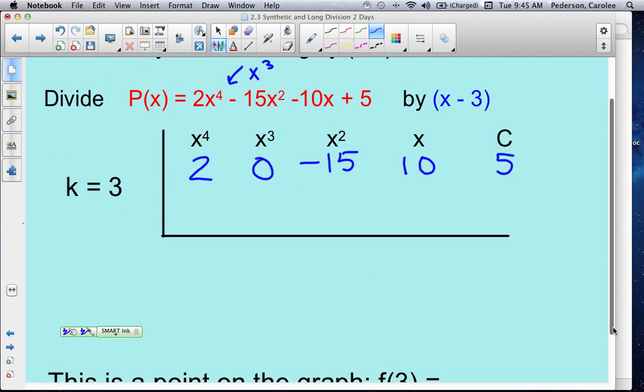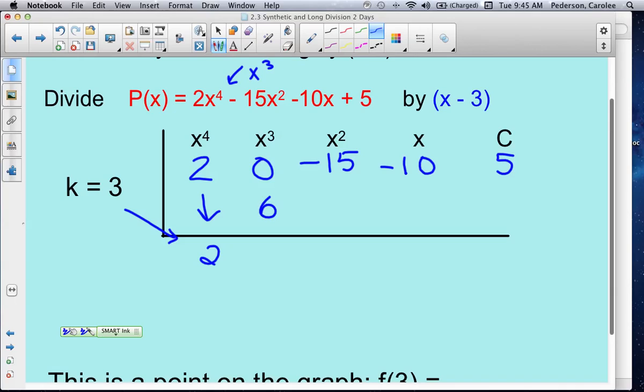Now we're set to do synthetic division. Yes, sir? Is it negative 10? Oh, thank you, negative 10. Good job. All right. So the first step with synthetic division is to bring down that first value. So you bring down the 2. Now we multiply. 2 times 3 is 6. That's going to go right there.